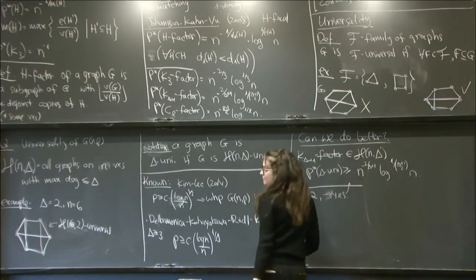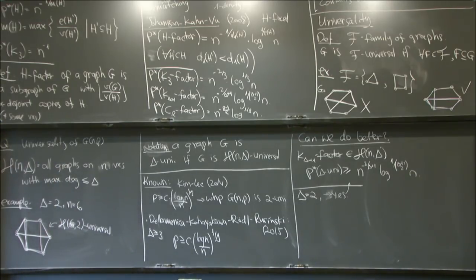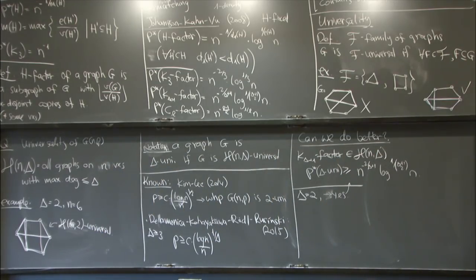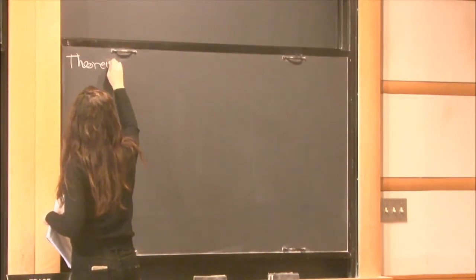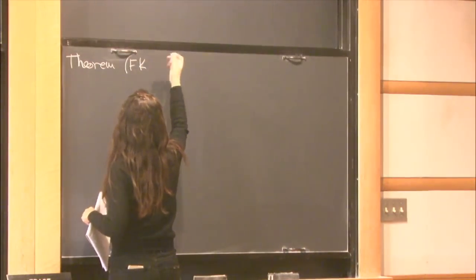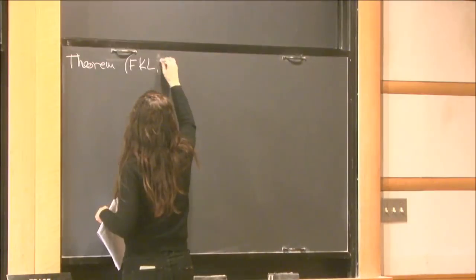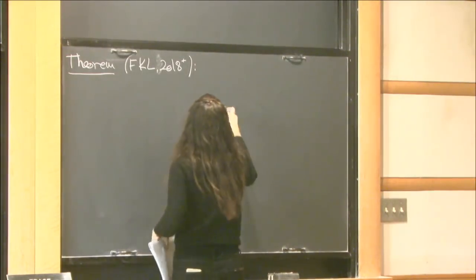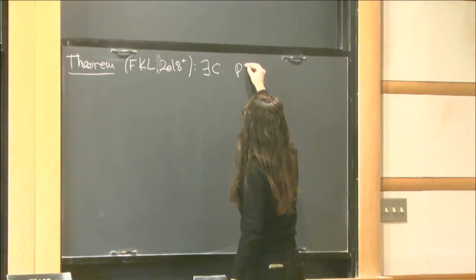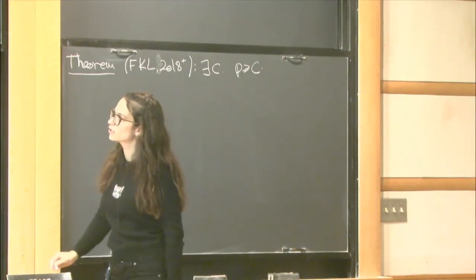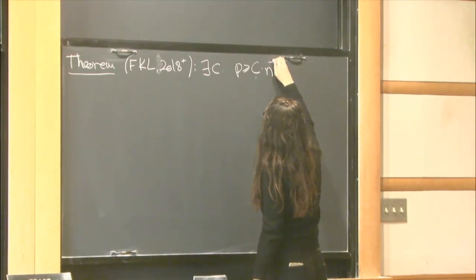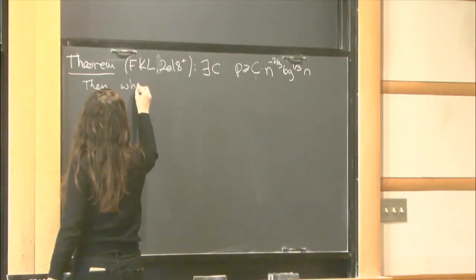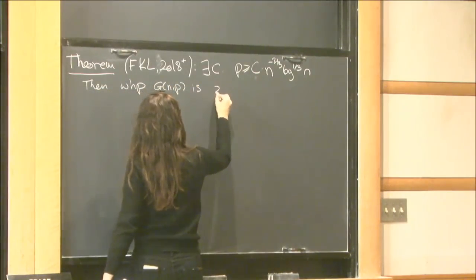We get this bound. So let me state the theorem. It's with my co-authors, Ferber, myself, and Kai Lu, from 2018. It wasn't published yet. Theorem: there exists a constant C such that if p is at least the threshold for the triangle factor, some constant times n to the minus 2/3 times log to the 1/3 of n, then with high probability, G(n,p) is 2 universal.